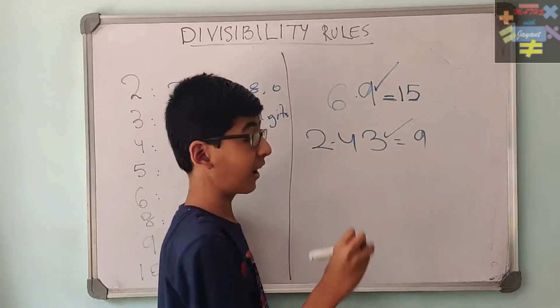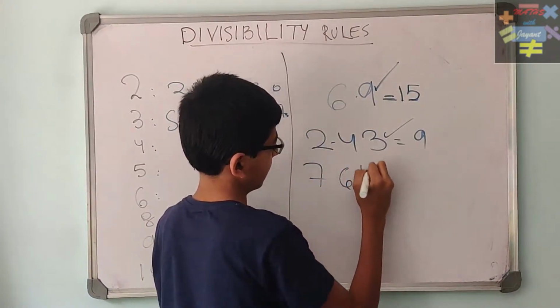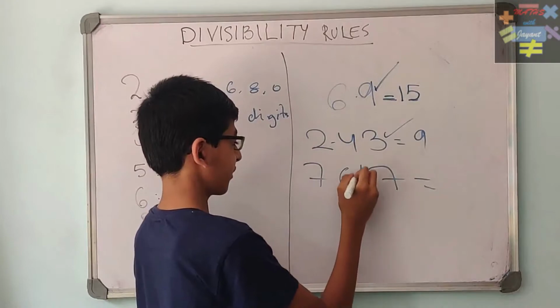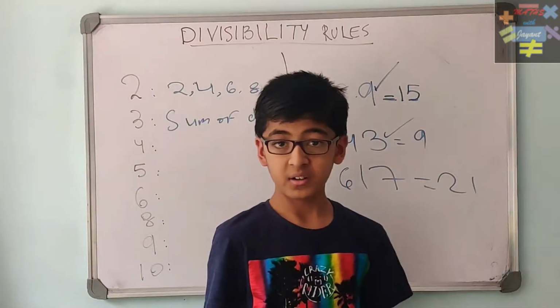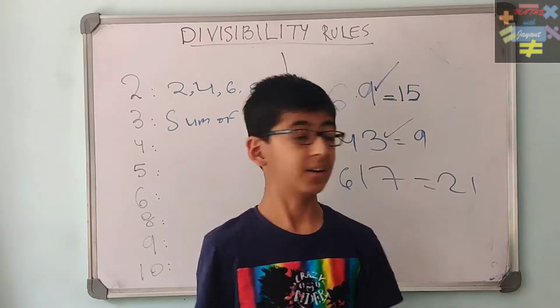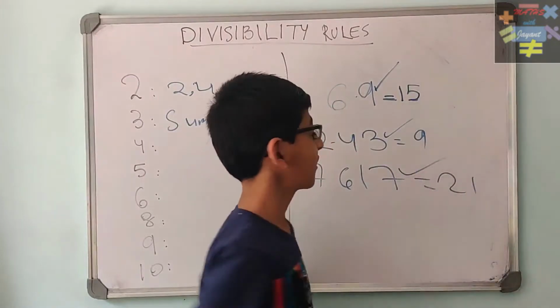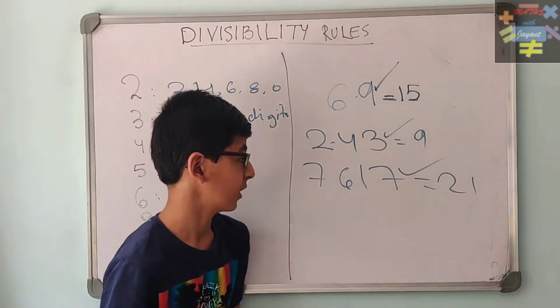Now let us have a look at another number. 7617. 7 plus 6 is 13, plus 1 is 14, plus 7 is 21. Now 21 is perfectly divisible by 3. We know that 3 sevens are 21. So 7617 is also perfectly divisible by 3.